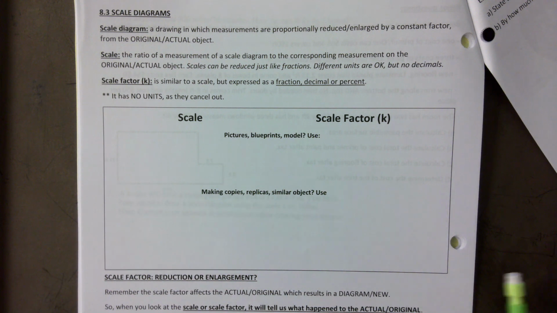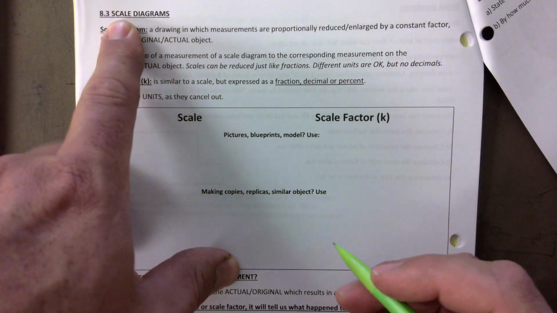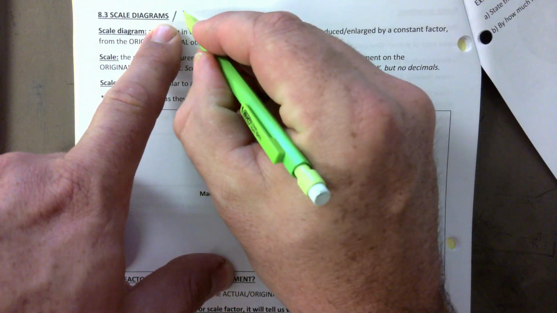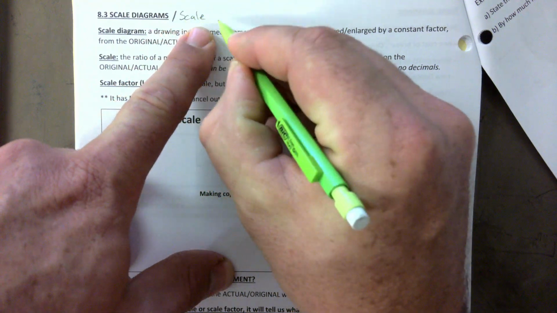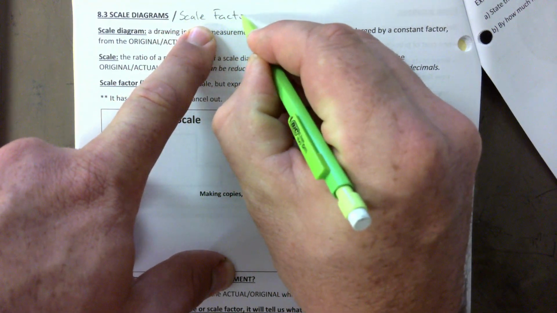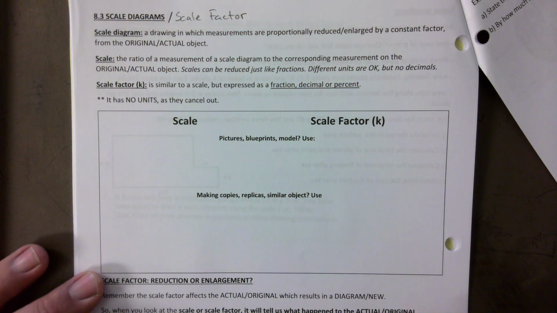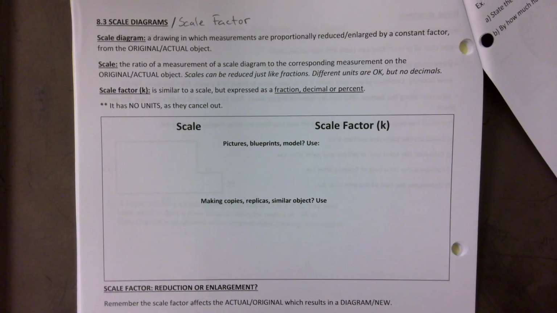Page 21. There we go. So this section is called scale diagrams, but I want you to go / scale factors. To be honest, we're going to deal with scale factors a whole lot more than with scale diagrams. I'm just going to zoom in a tad here.